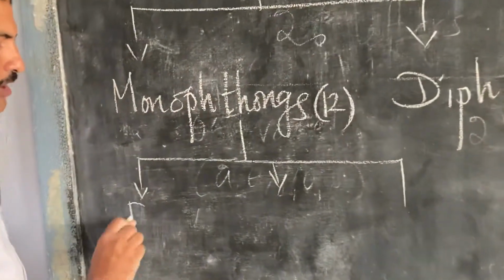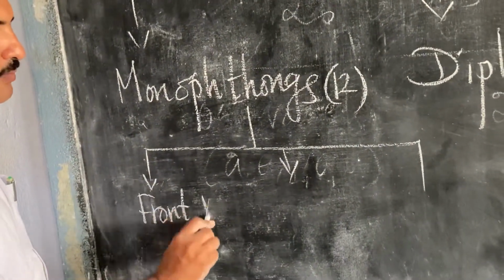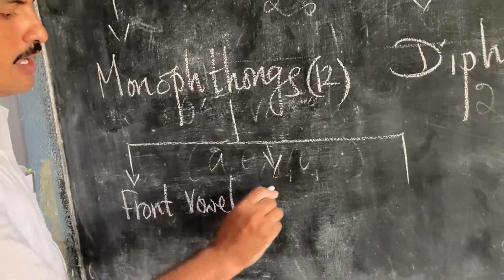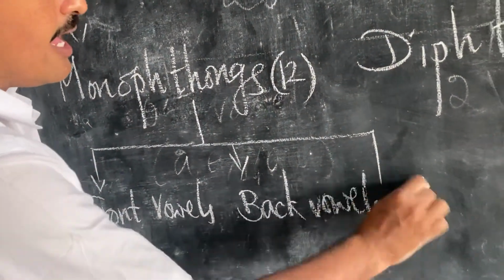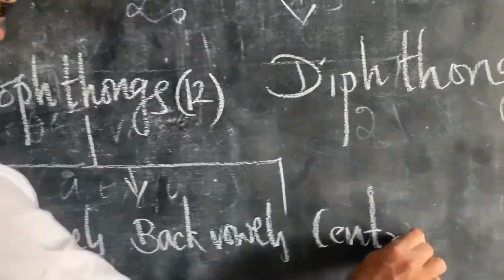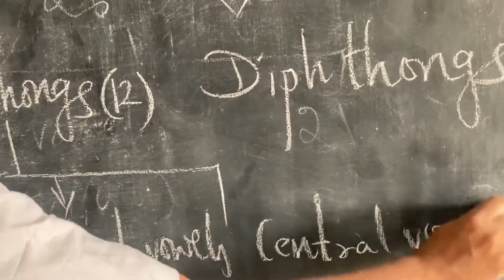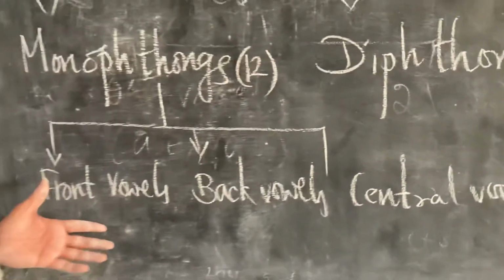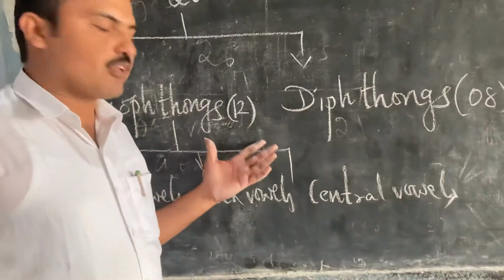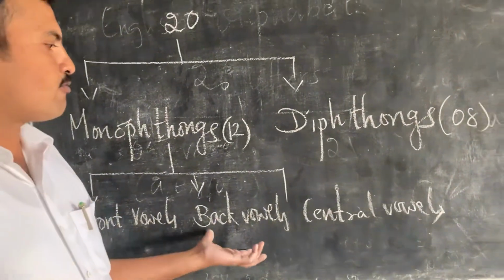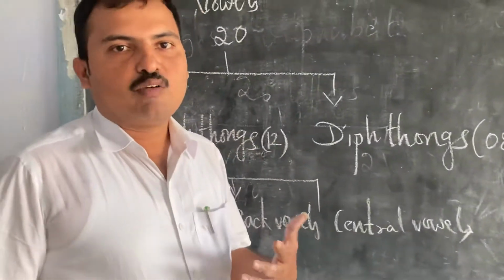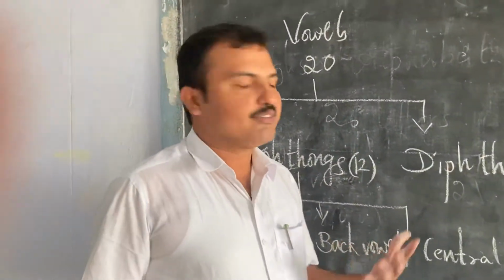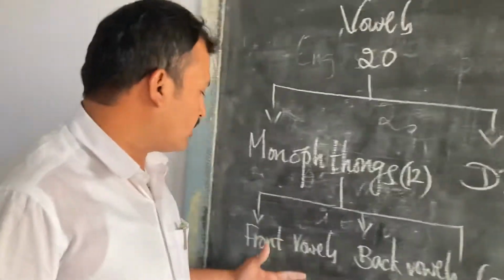They are front vowels, back vowels and central vowels. See, we have again three categories here under monophthongs: front vowels, back vowels and central vowels. Based on the position of the tongue while articulating the sounds, these are classified into three categories.